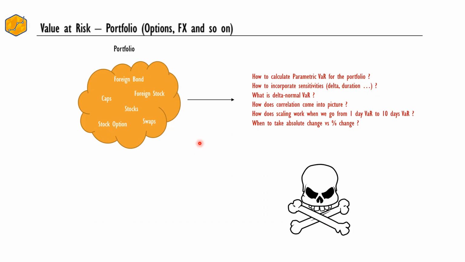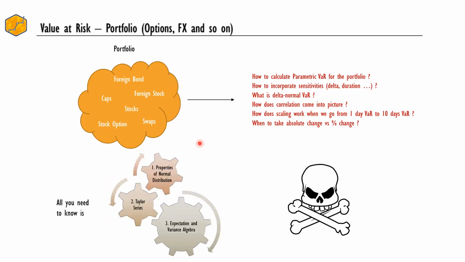Now the whole exercise seems very scary because all of these things come into the picture, and we don't know exactly how to systematically approach this problem. However, as I promised, all you need to know is 3 things: properties of normal distribution. We pretty much know this, but we'll touch upon it briefly. There are 2 other things that you need to know.